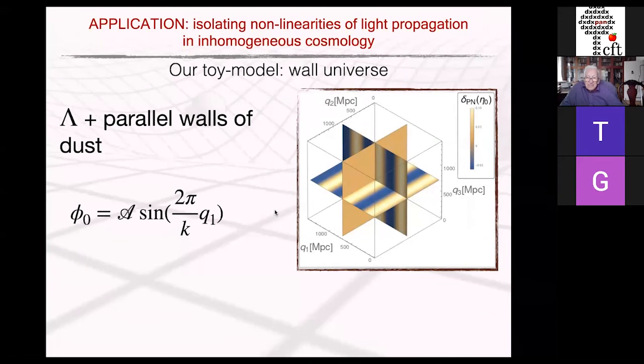As a toy model of the universe, we consider the so-called plane parallel metric, the plane parallel model, or wall universe. Essentially, this is a model of the universe which contains a dark energy, modeled by a cosmological constant lambda, and where the dark matter is uniformly distributed along parallel planes, which are orthogonal to a given axis, as shown in this picture here. The free function of the model is the gravitational potential. For this analysis, we set a simple sinusoidal profile, with K giving the scale of the oscillations, and A giving the amplitude of the potential.